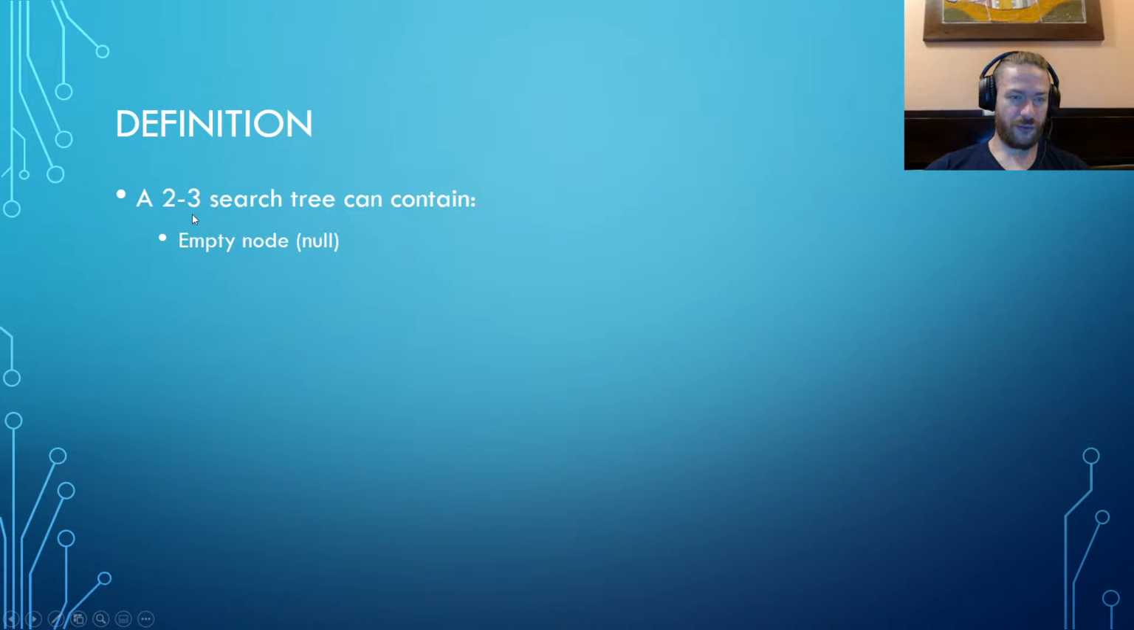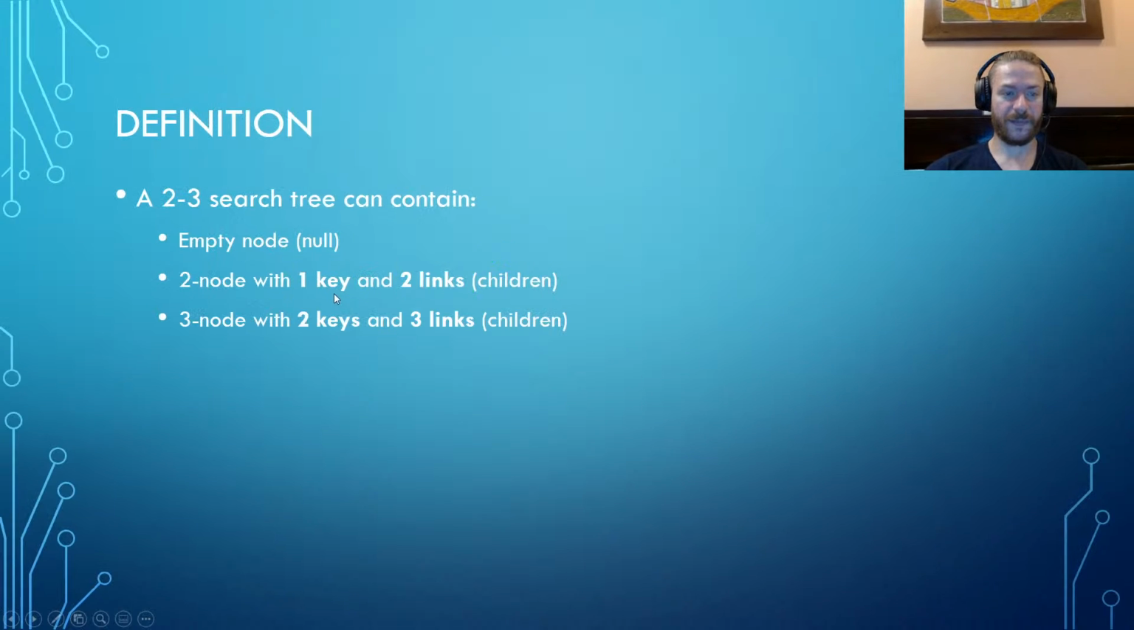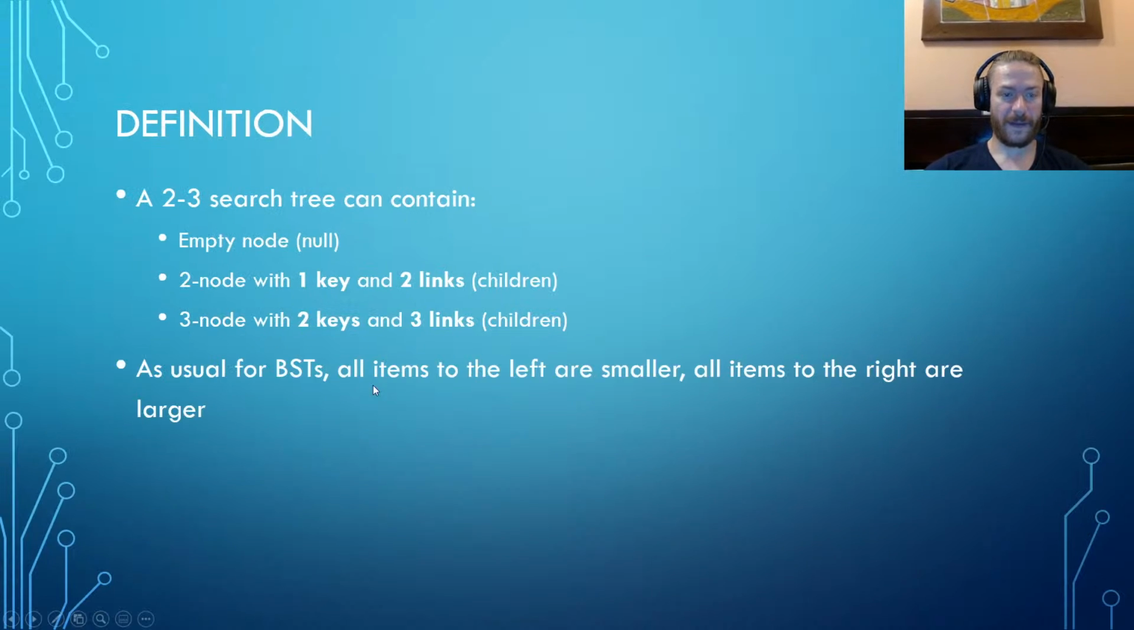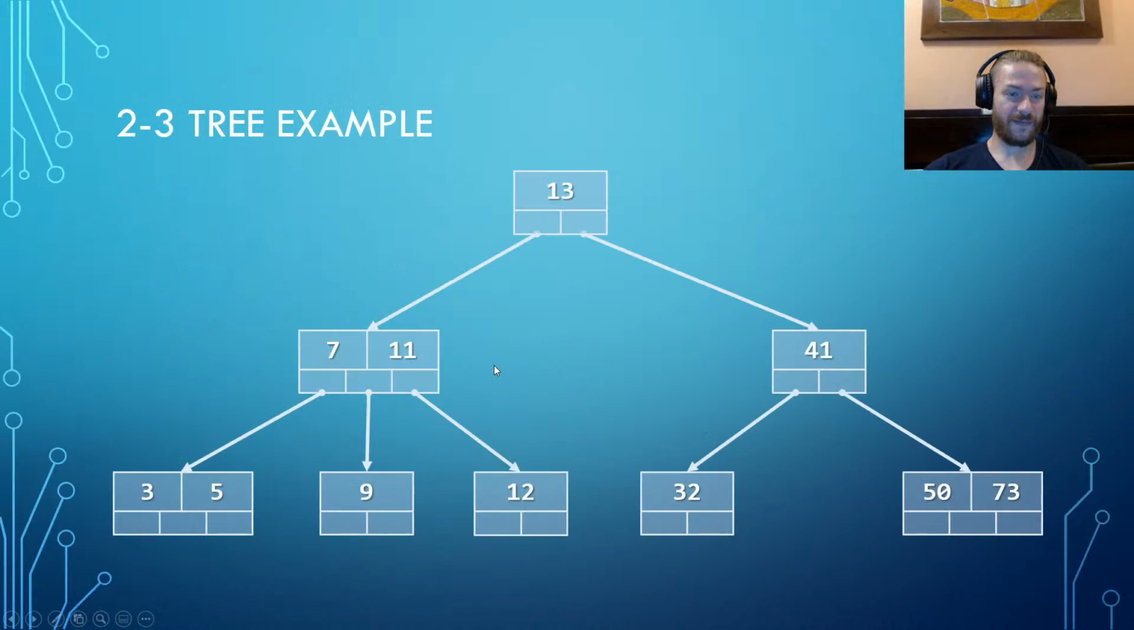So, a 2-3 search tree can contain the following: an empty node, a 2 node, which means that it has one value and 2 links to other nodes, to children, or a 3 node, which has 2 values and 3 links to other nodes. We're going to see them in a minute. All items on the left are smaller and all items on the right are larger. It's the same as in binary search trees.